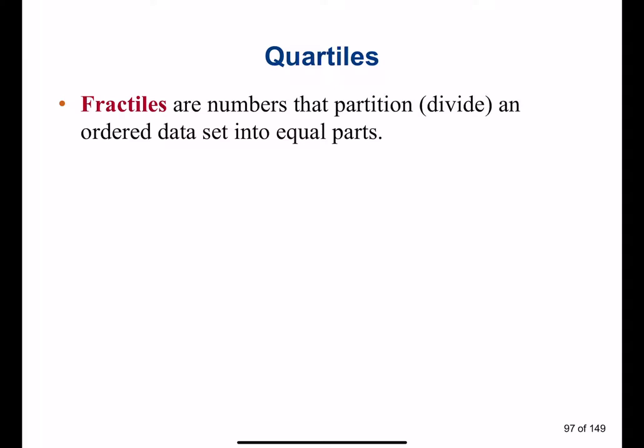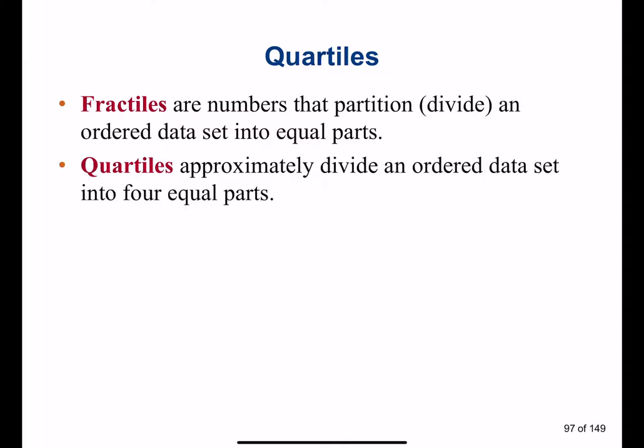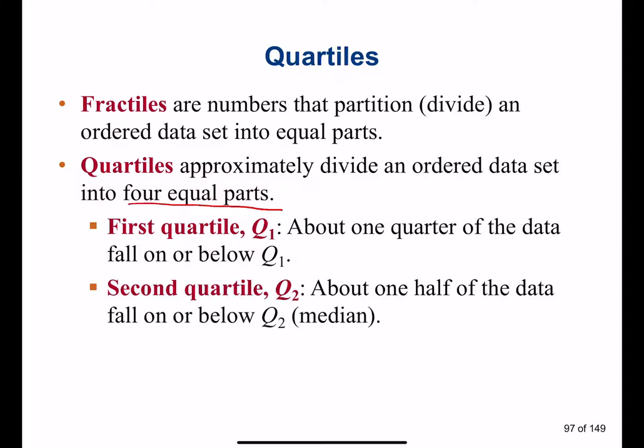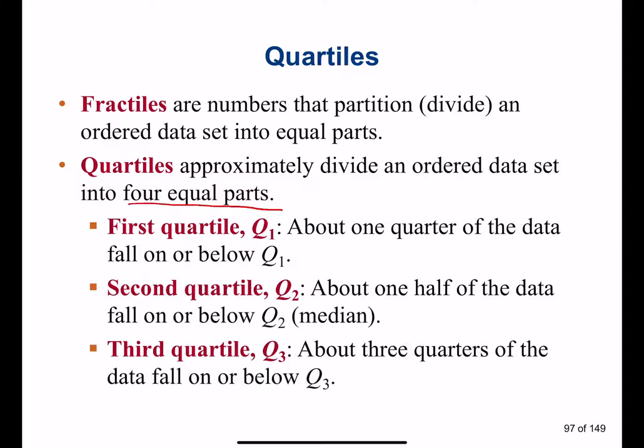So, fractile. What is a fractile? When you partition or divide some ordered data into equal parts, each part we call a fractile. So they have to be broken into equal parts. Next, quartile. When you break data down into 4 equal parts, each part we call a quartile. So quartile, it reminds you of the median. First quartile, second quartile, third quartile.